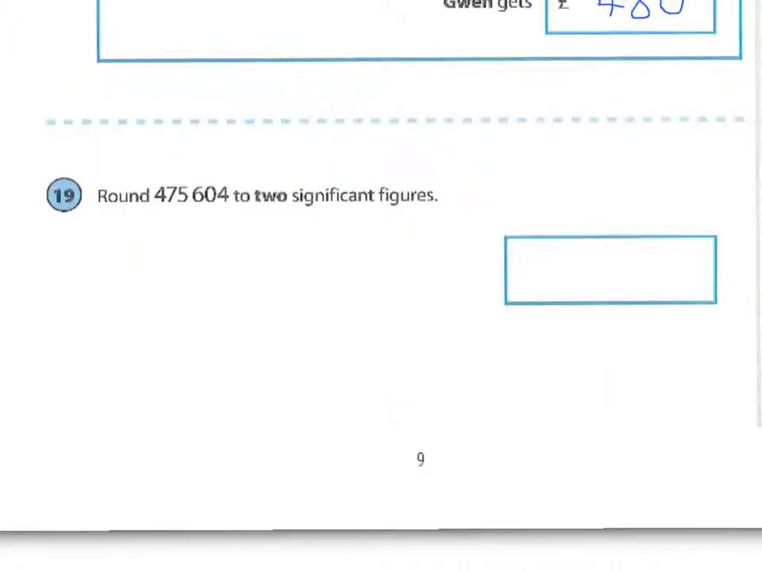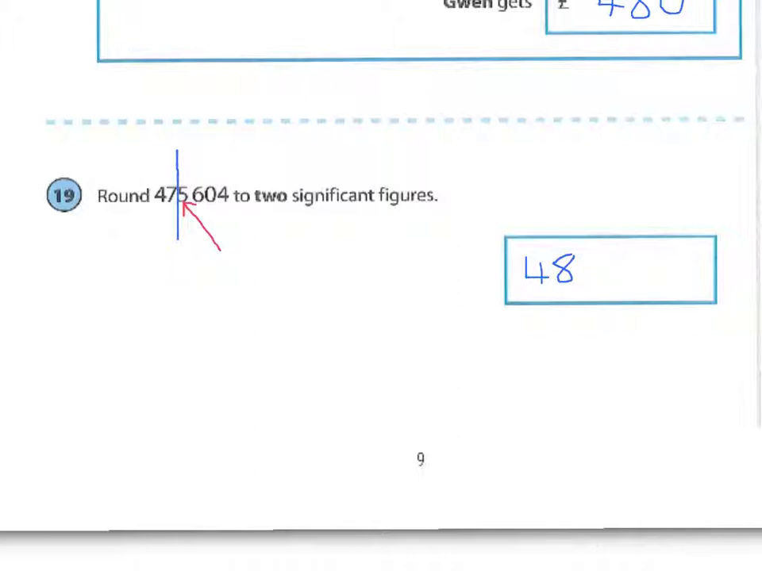Question 19. Round 475,604 to 2 significant figures. Now, 2 significant figures mean we have to draw a cut-off point after the first 2 digits in this number. So, the first 2 digits are either going to stay as 47, or they may go up and become 48. Now, to decide whether this happens or not, I need to look at the next digit, which is the 5. Now, we know the rules for rounding are, if a digit is 5 or more, we round up. So I am going to round the first 2 digits up, and they're going to become 48.